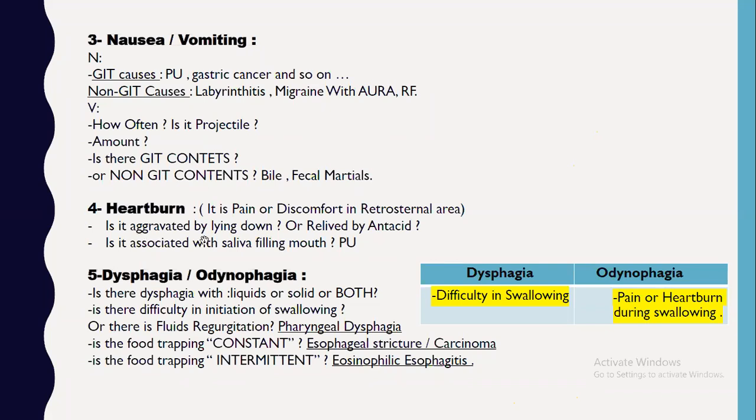So if it's aggravated by lying down or relieved by antacid, what is this? It's GERD. Okay, so this is for heartburn. Dysphagia and odynophagia: what is the difference? Dysphagia is difficulty in swallowing. But odynophagia is pain or heartburn during swallowing.